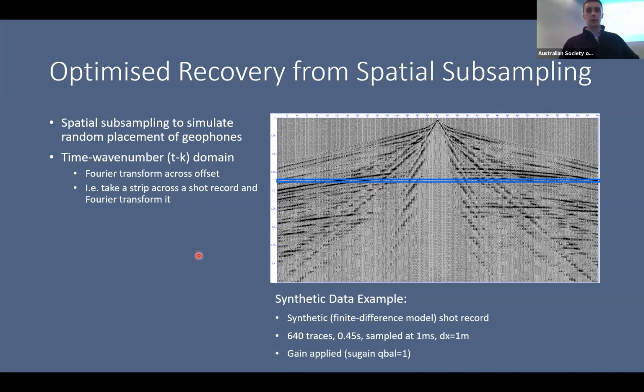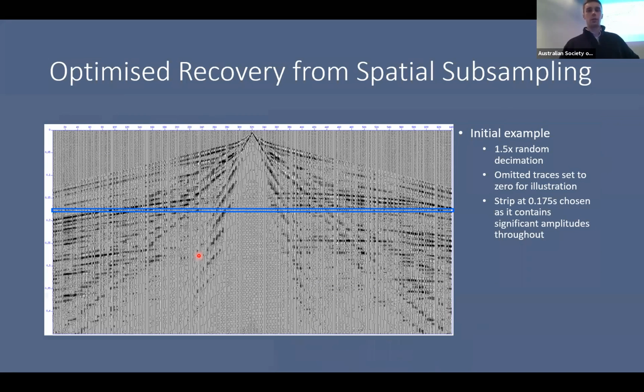So if we look at this initial example, we took a strip at 0.175 seconds. We chose it because it's got significant seismic amplitudes. We've got a reflector there and some ground roll there. So decimation by 1.5 corresponds to throwing away basically every third trace randomly.